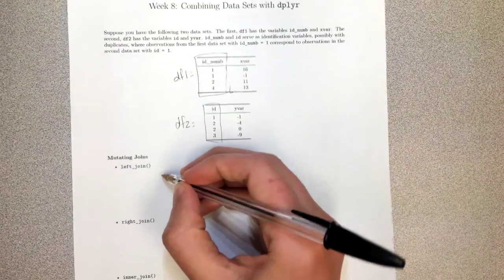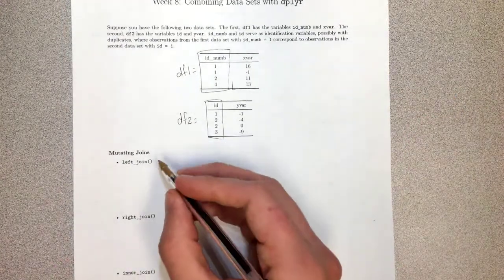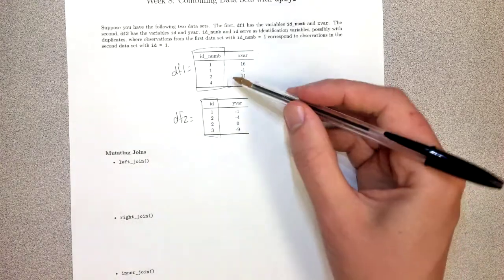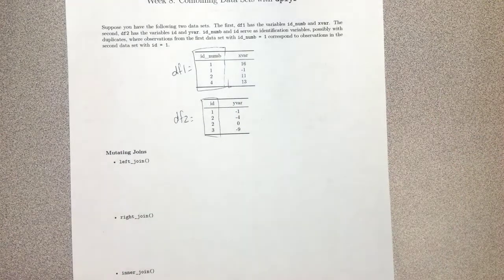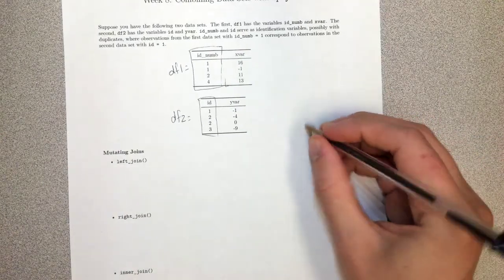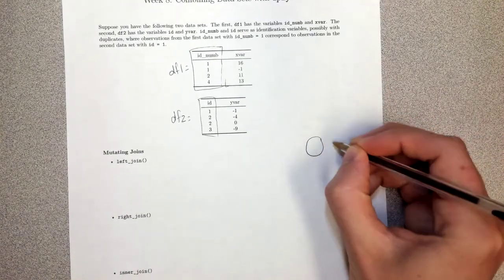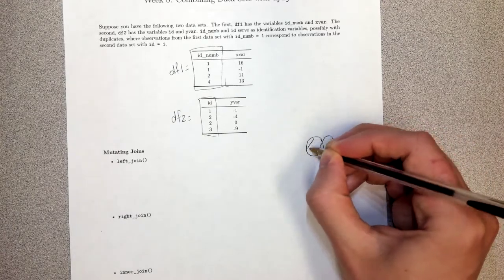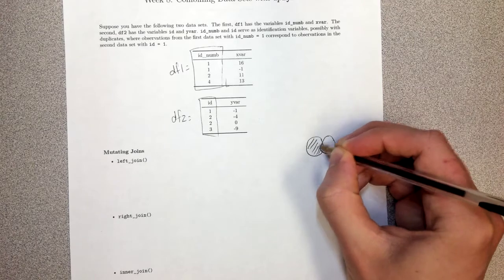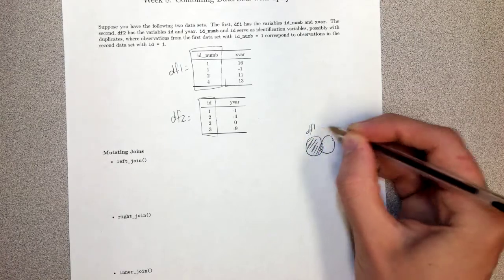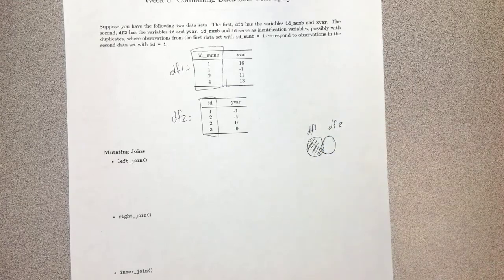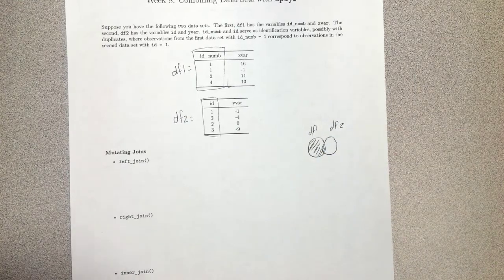We're going to walk through four different join functions, which are called mutating joins, because they end up adding variables from each of these to the same data set. The first is a left join. Each of these also has a corresponding Venn diagram. A left join is going to keep everything in data set 1, so I'm shading the entire left side of this Venn diagram.